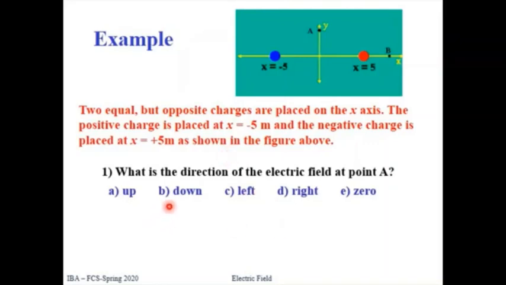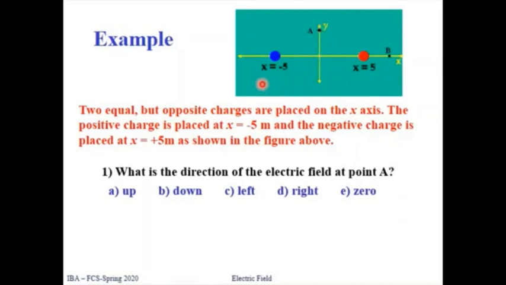The question is, what is the direction of the electric field at point A? So we have in fact two points, A and B. A is on the vertical axis, and B is located on the horizontal axis. In the first question, we need to find the direction of the electric field at point A.